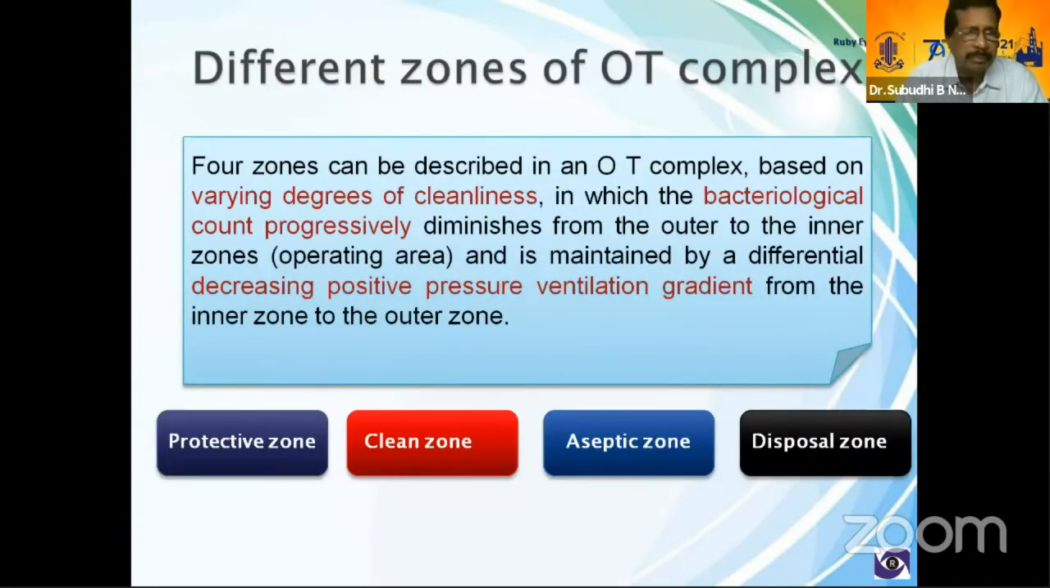Different zones of the OT complex. There are 4 zones that can be described in an OT complex based on varying degrees of cleanliness, in which the bacteriological count progressively diminishes from the outer to the inner zones and is maintained by a differentially decreasing positive pressure ventilation gradient from the inner zone to the outer zone. Based on these 3 points, there are 4 zones: the protected zone, clean zone, aseptic zone, and disposal zone.